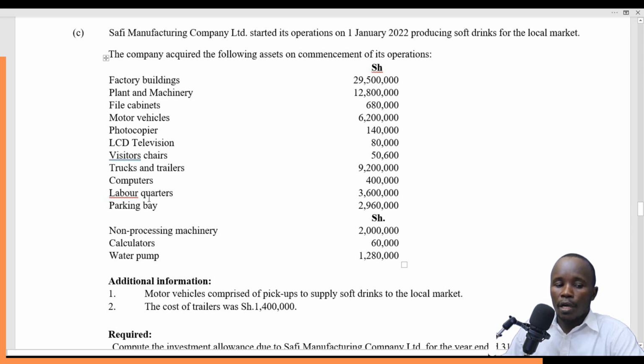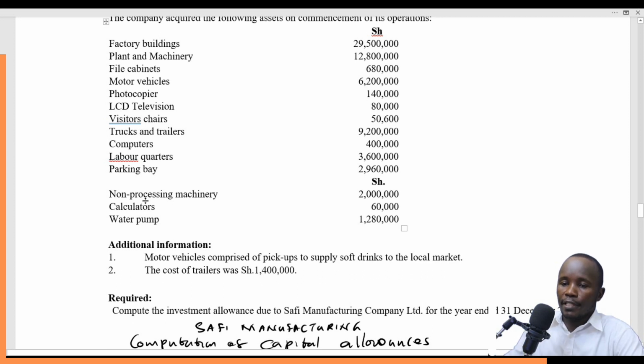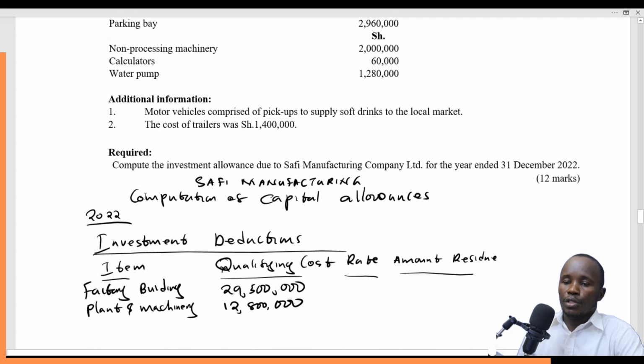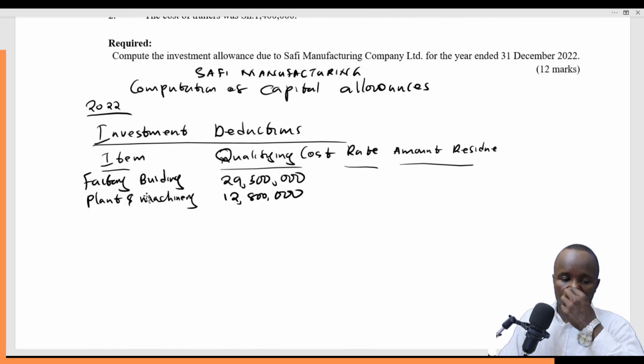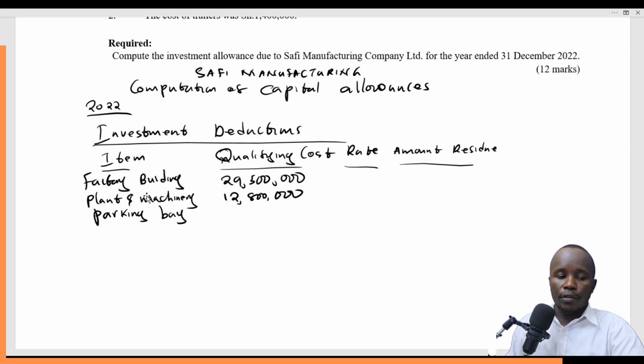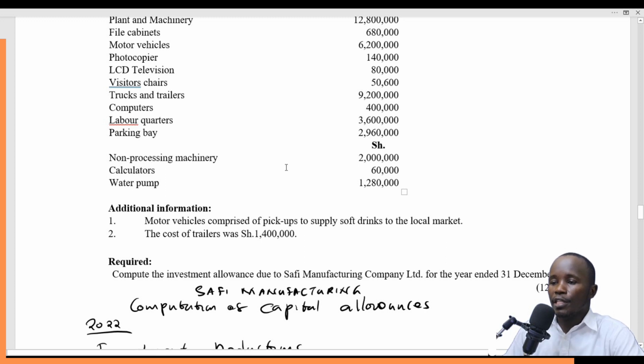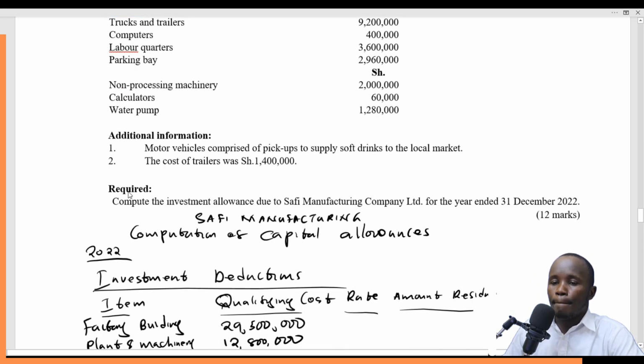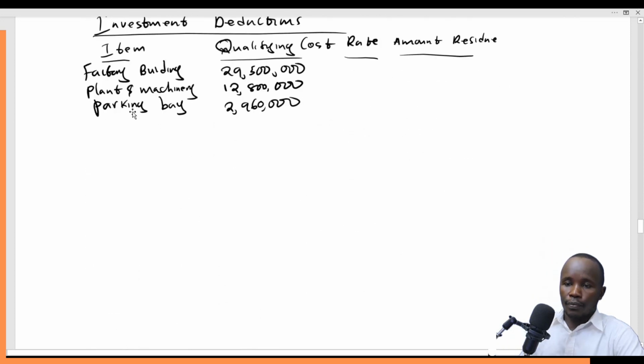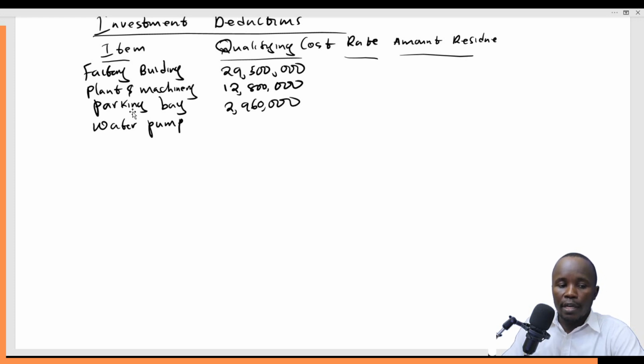Parking bay, this one is an investment deduction. Perimeter walls and parking bay are investment deductions. So we have parking bay of 2,960,000. Non-processing machine is not used for the purpose of manufacturing, so we take it to wear and tear. Calculators go to wear and tear. Water tank will go to wear and tear, but the water pump is an investment deduction, and the water pump is 1,280,000.